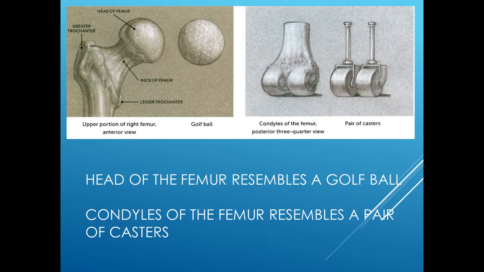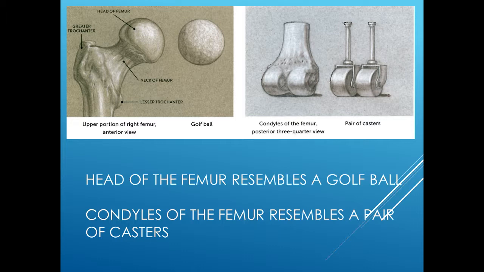You can't feel the head of your femur because it's actually inside your pelvis. It's inside the hip socket in there, and it forms a little ball and socket joint. But you can feel that greater trochanter. Here's the neck of the femur right there. And then the lesser trochanter is down here. You can't feel that because that's medial. It's inside towards the midline.